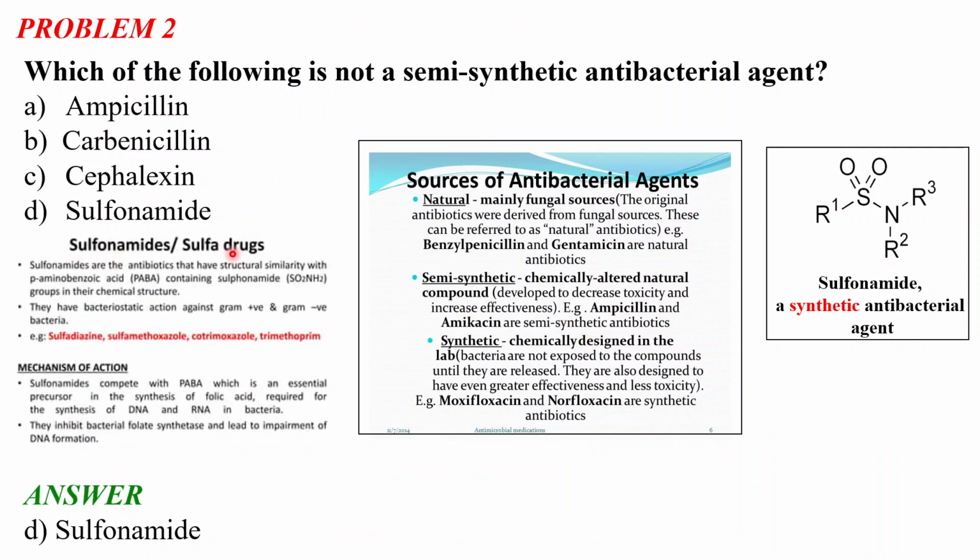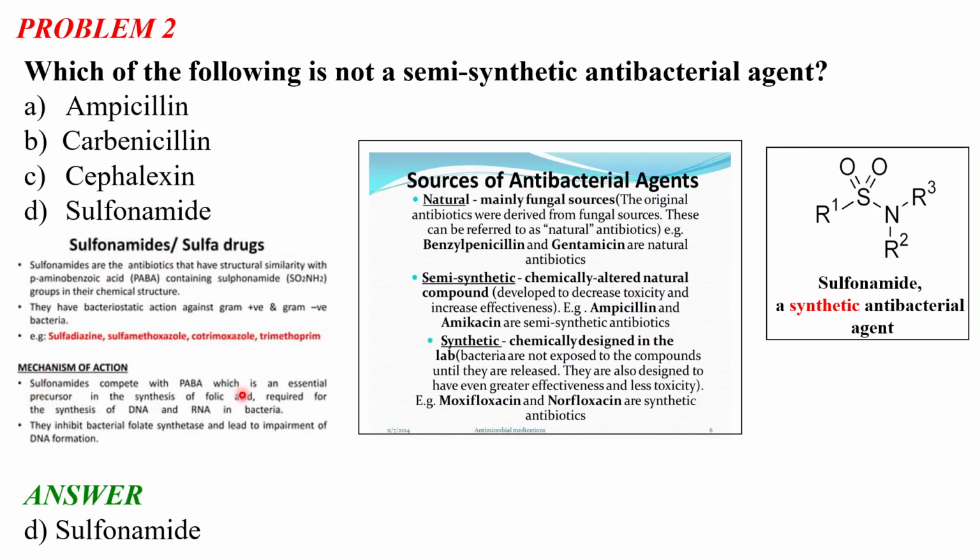Now sulfonamides, also known as sulfur drugs, are antibiotics that have structural similarity with para-aminobenzoic acid or PABA, containing the sulfonamide SO2NH2 group in their chemical structure. They have bacteriostatic action against gram-positive and gram-negative bacteria. For example, sulfadiazine, sulfamethoxazole, cotrimoxazole, trimethoprim. All these are sulfonamides or sulfur drugs.